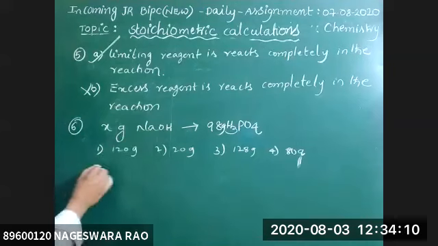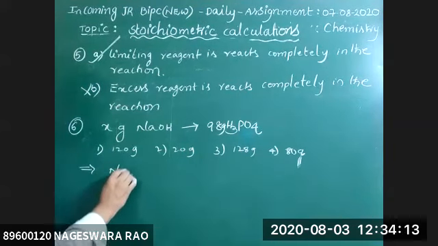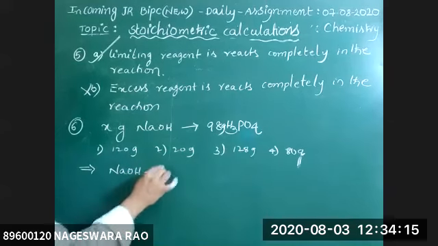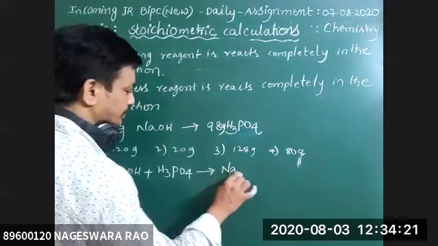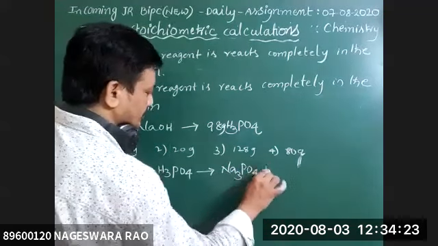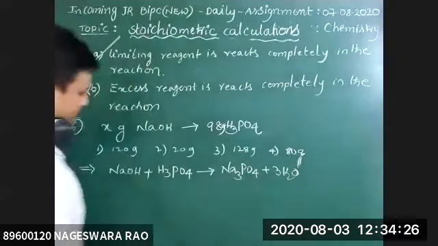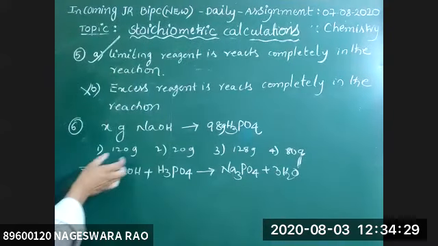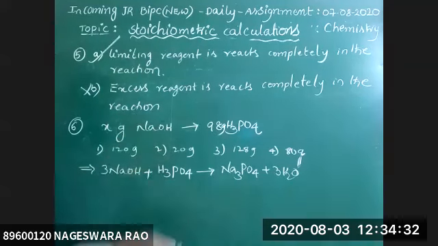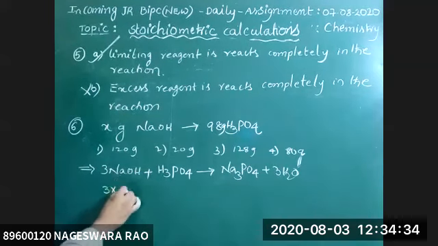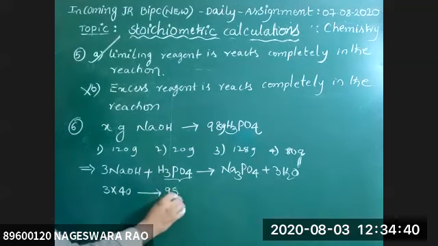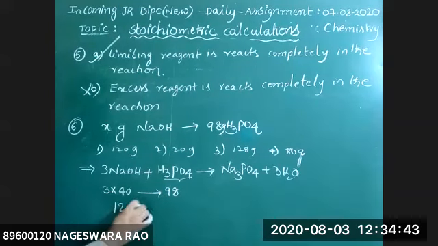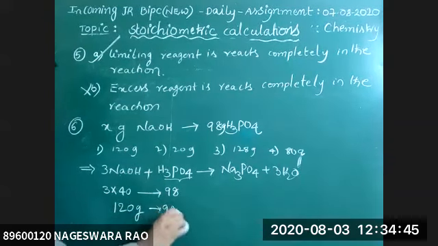So first I have to write the equation. NaOH reacts with H3PO4 to form Na3PO4 plus 3H2O. So 3 moles of NaOH are required to react with 1 mole of H3PO4. Here 3 into the molecular weight of NaOH, which is 40. The molecular weight of H3PO4 is 98. So 120 grams of NaOH react with 98 grams of H3PO4. What is the answer, students? 120.